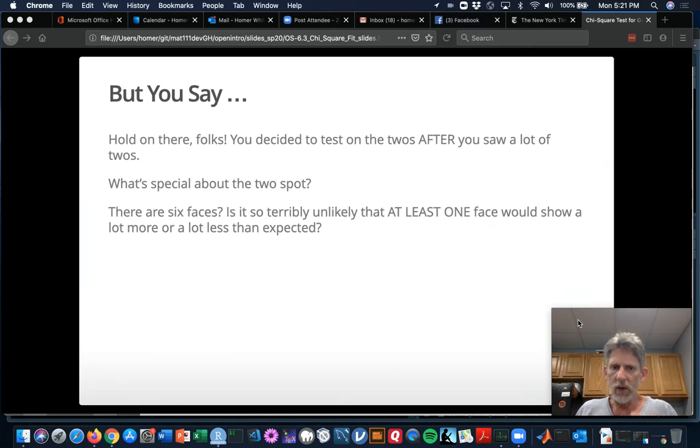Is it really all that unlikely that at least one of the 6 faces would show a lot more or less than expected? There's 6 things there that can deviate from the expected 10. Is it really so unlikely that one of them would deviate so far from the 10? That seems more like the kind of question you should be asking.